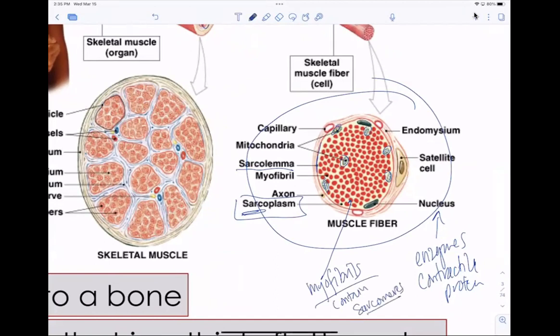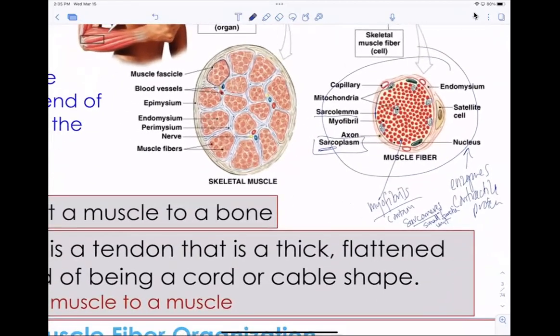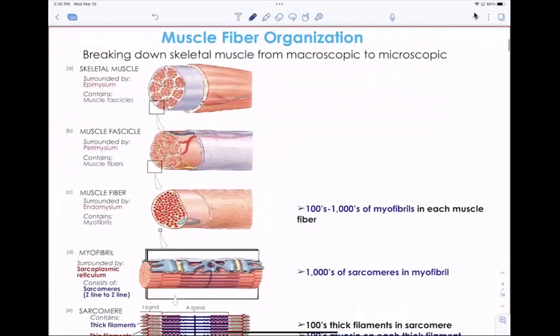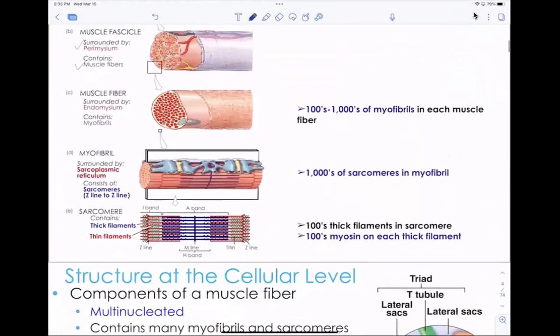And sarcomeres are the smallest functional unit, meaning they actually do stuff in a muscle fiber. And so we're going to get down to the level of the myofibril and the sarcomeres in physiology. So just to recap, this chart's kind of nicely organizing a skeletal muscle. It's surrounded by a connective tissue sheet, epimysium, and it contains muscle fascicles. If you look at a muscle fascicle, it's surrounded by perimysium and contains muscle fibers. If you look at a muscle fiber, it is surrounded by an endomysium and contains myofibrils.